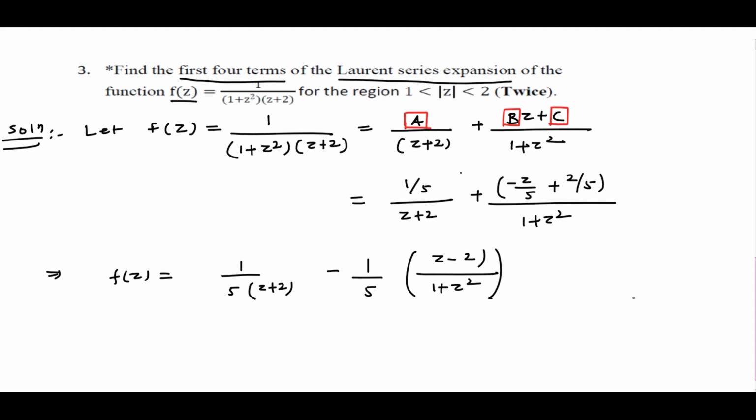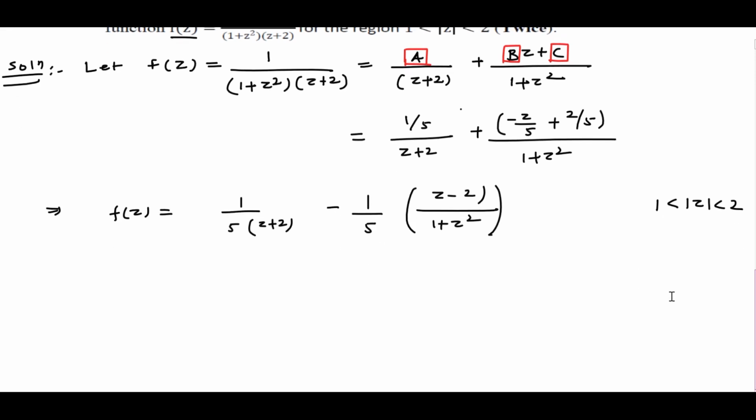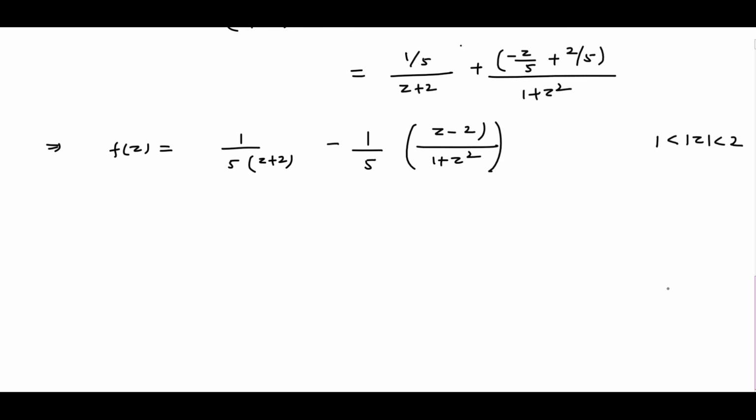So now in our given domain, that is 1 < |z| < 2, that is a concentric circle, we can say in analysis. So if I take any point between this region, here we have to take the 2 as common. So we will get 1/10, that is (1 + z/2). Because if I put any number between 1 and 2, the modulus of z/2 will be less than 1.